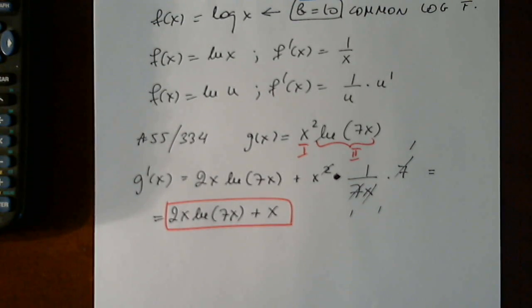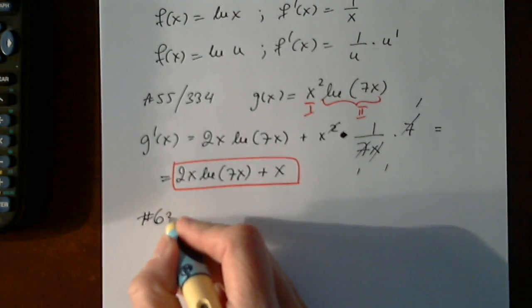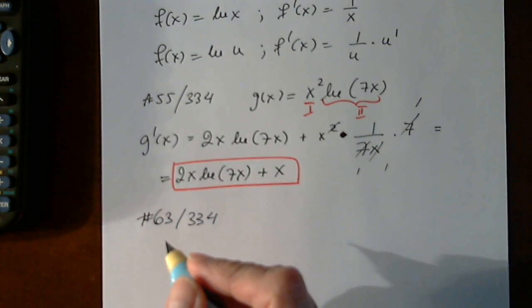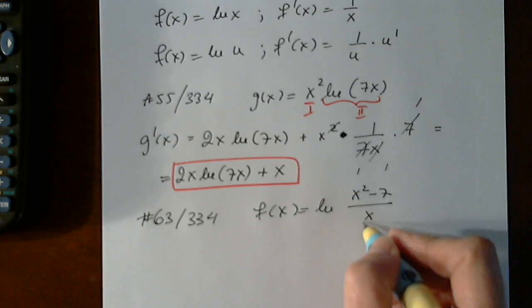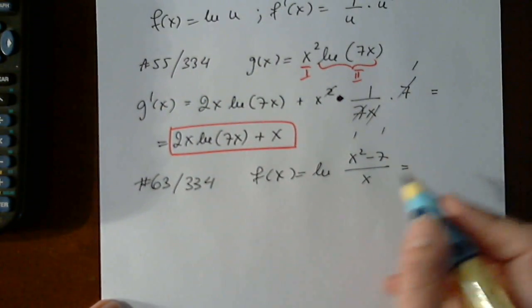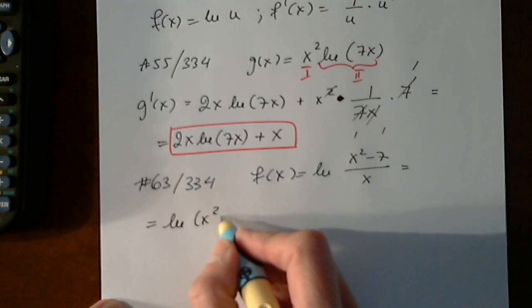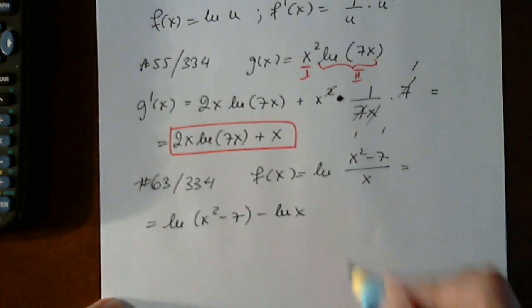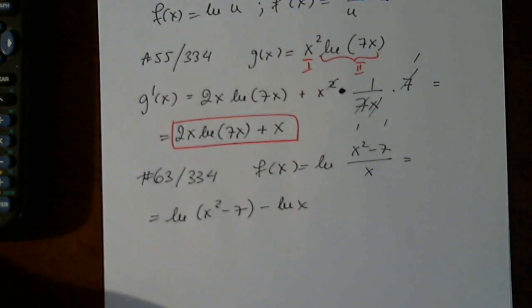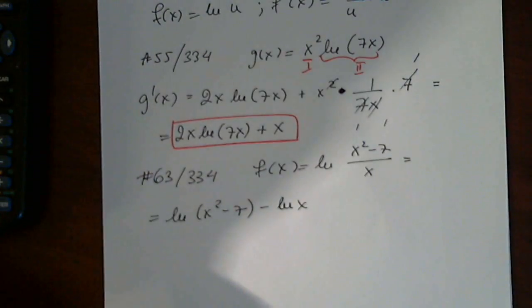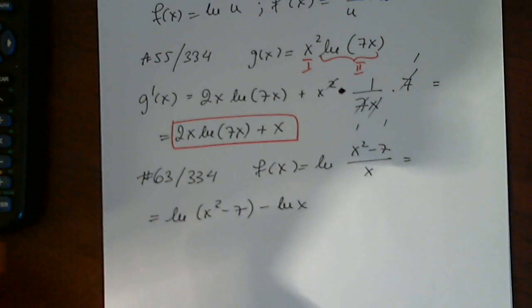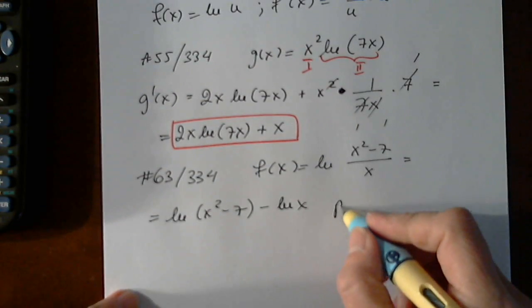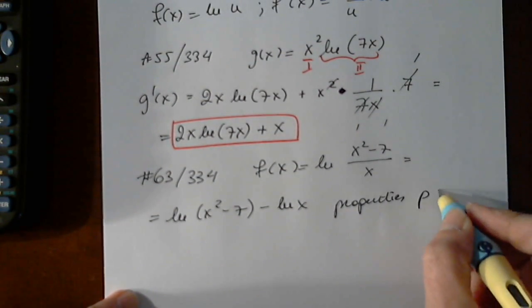Let's look also at maybe a ratio like 63 on the same page, 334. f of x equals natural log of x squared minus 7, divided by x. There are several options here, and I could write natural log of x squared minus 7 minus natural log x. This is one of the properties of log. And let me go back so I'll tell you exactly where the properties are found. They are presented in the book on page 325.